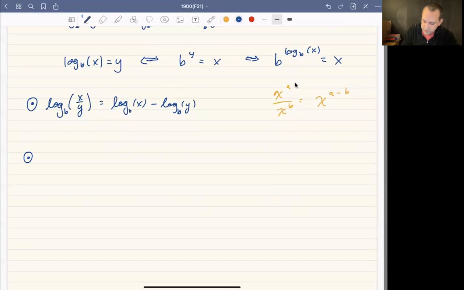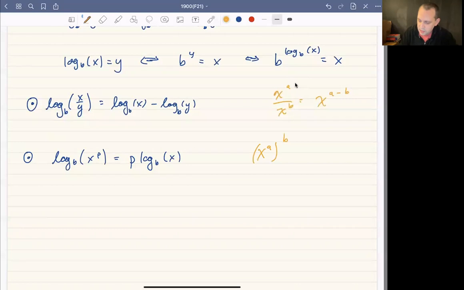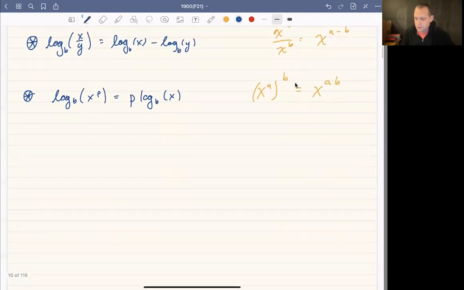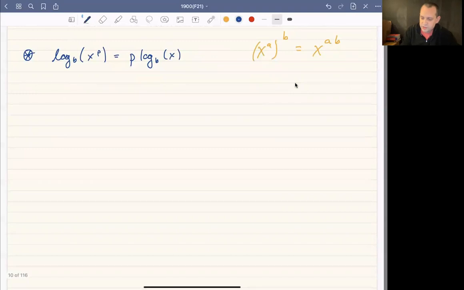So one other rule is that if you were to have the log base b of x to a power, the power comes down in front. Okay, so you multiply by that power. And this essentially amounts to the fact that if you were to have x to the a to the b, then you multiply those exponents. Okay, and so that's what the rules basically say there. So these are kind of our three log rules. I'll put stars there. All right, and so those are the log rules.